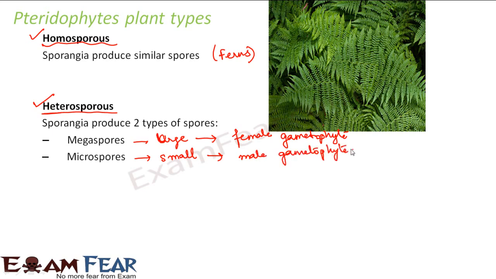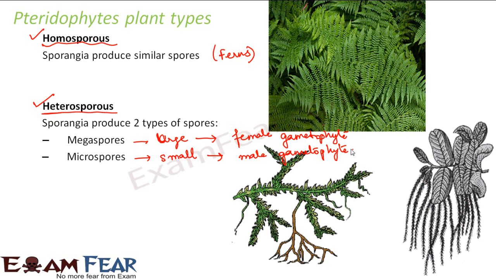So two types of spores will be formed, larger spores and smaller spores. Larger spores will germinate, it will form female gametophyte. Smaller spores will germinate, it will form male gametophyte. And then this female gametophyte will produce the female gametes, the male gametophytes will produce the male gametes, and then the female and male gametes will fuse together to form the zygote. Right? So there are some pteridophytes which are also heterosporous in nature. So examples of heterosporous plants are Selaginella and Salvinia.